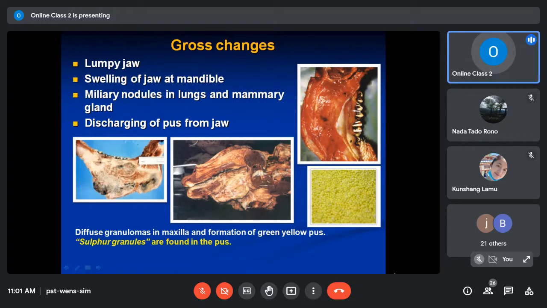And here also, if you squeeze and crush that pus material between two glass slides, you may find some yellow granules. These are also known as sulfur granules, but they are a little bit different in size from the sulfur granules found in actinobacillosis. Sulfur granules are found in both disease conditions, actinobacillosis as well as actinomycosis.